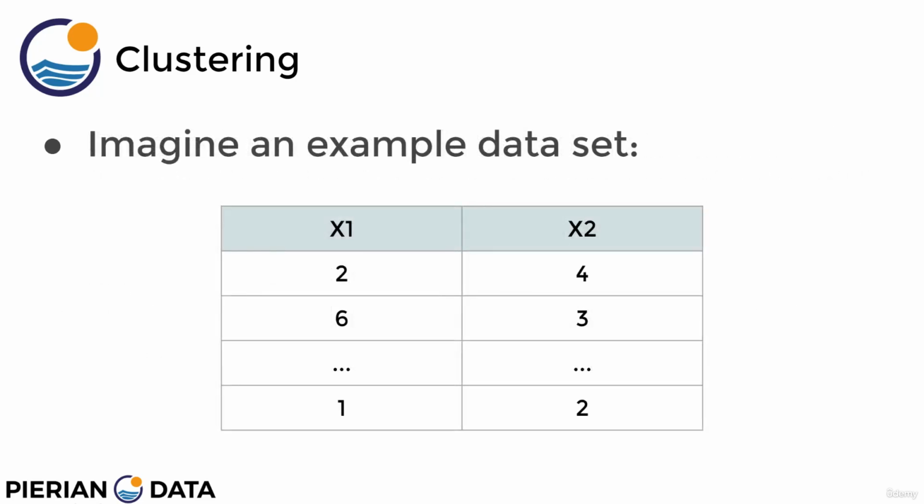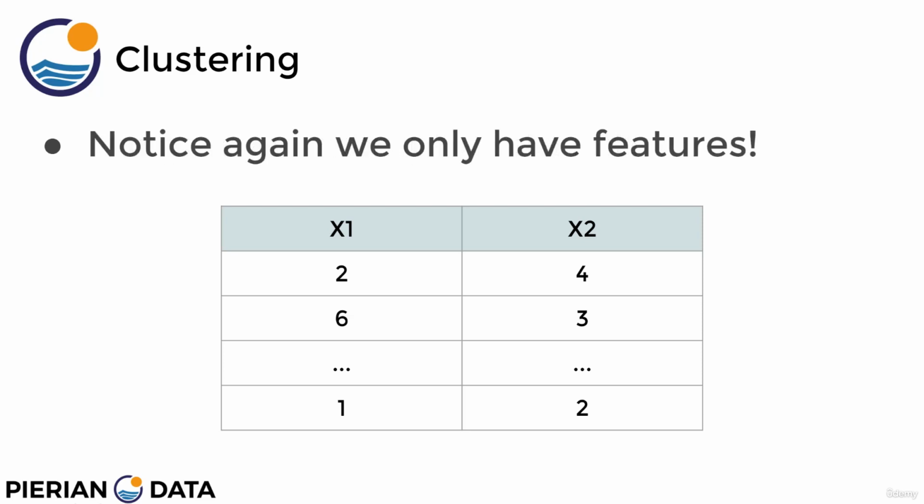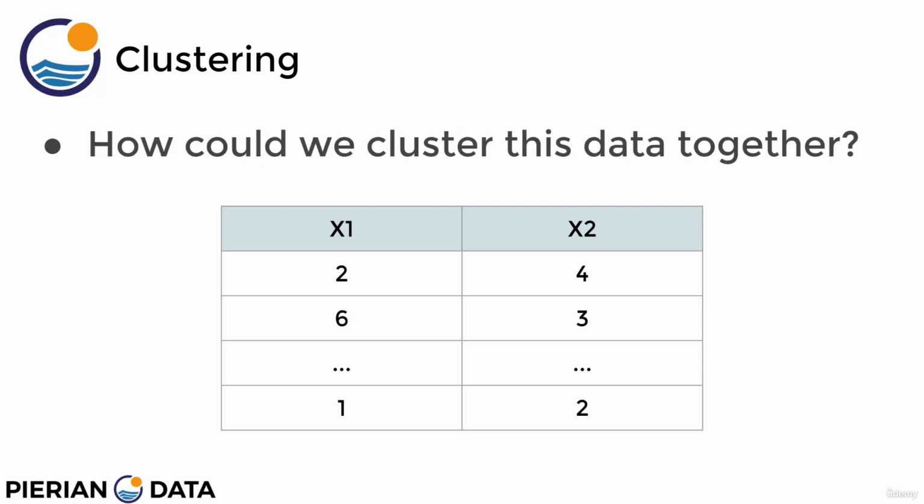So let's imagine an example dataset we wish to cluster. Note here that we have feature x1: 2, 6, and so on, and feature x2: 4, 3, 2, and so on. Now notice again, we only have features. There's no Y column here telling us what class every single data row belongs to. But with only these features, we could attempt to cluster these. So how could we cluster this data together?